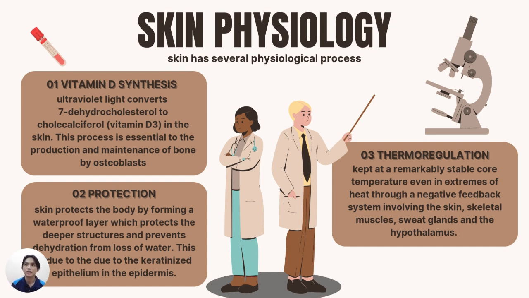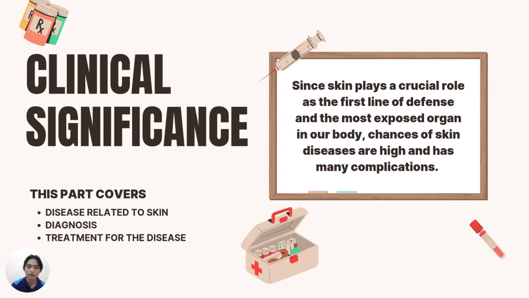We can imagine that thermoregulation is like when we have a very high body temperature, we will sweat more. So we will reduce the heat in our body. And then next, I'm going to go to clinical significance. Since skin plays a crucial role as the first line of defense and the most exposed organ in our body, chances of skin disease are high and has many complications. So in this part, I will be covering the disease, the diagnosis, and the treatment for it.